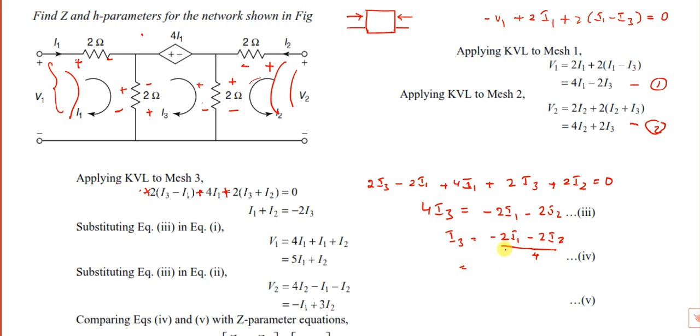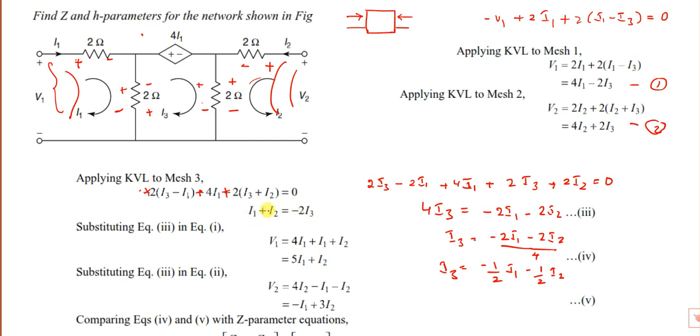The 2s cancel, and we get minus 1 by 2 I1 minus 1 by 2 I2. This is the value of I3. This value you have to substitute in equations number 1 and 2.